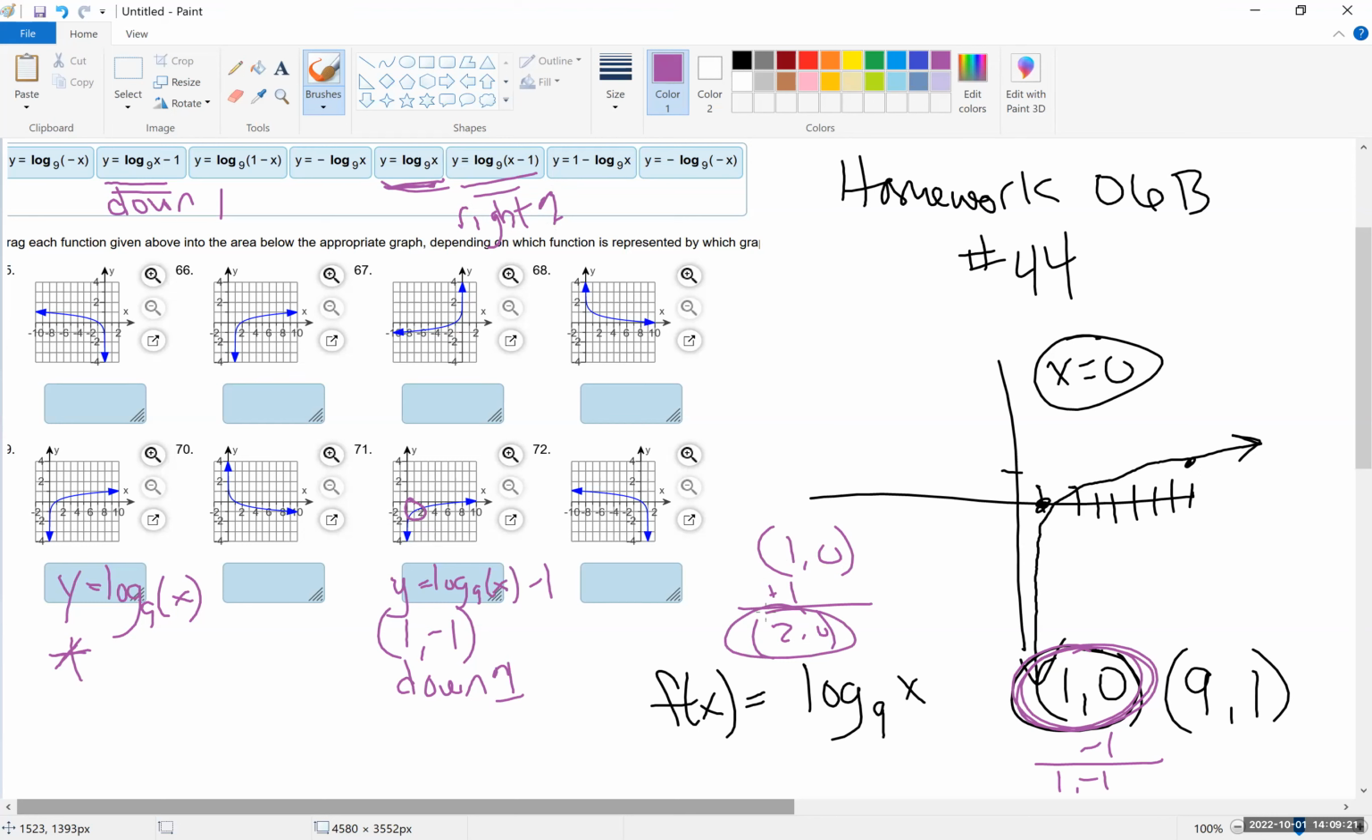So it's going to be this one right here. See how the asymptote is moved to the right one? This one's going to be the log base 9 of x minus 1. That moves it to the right. That looks like a 2, but it's to the right one.